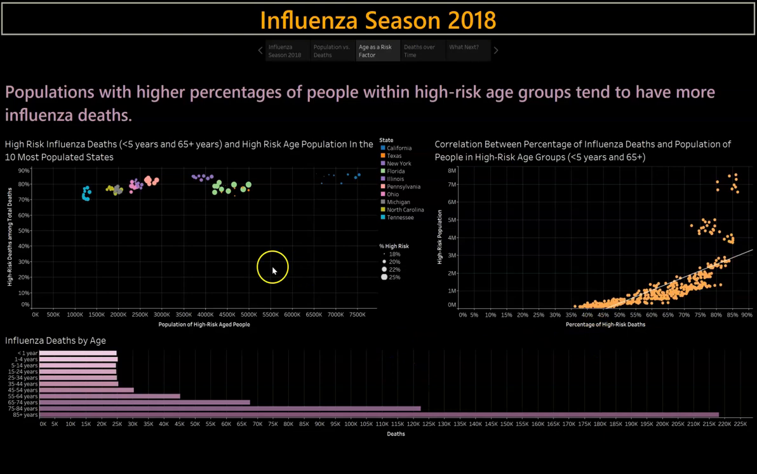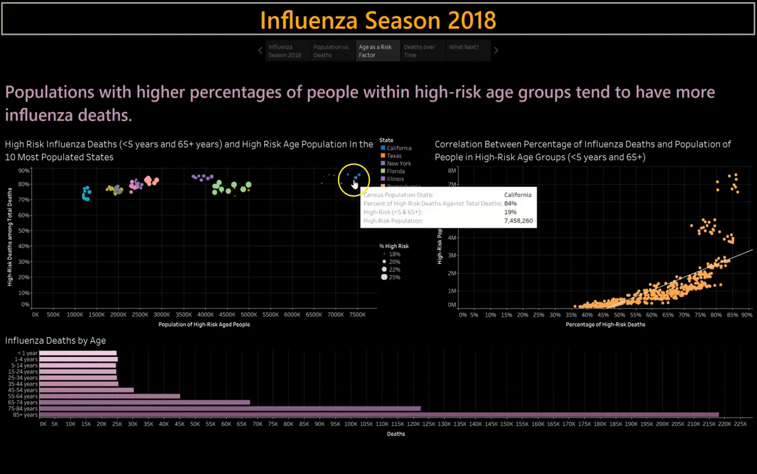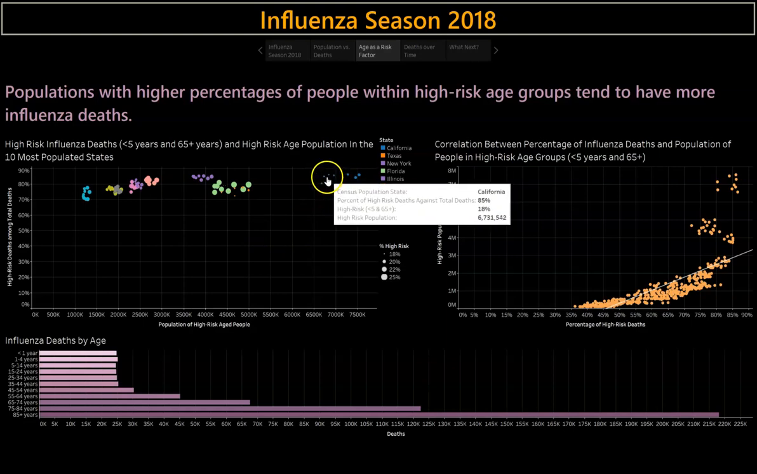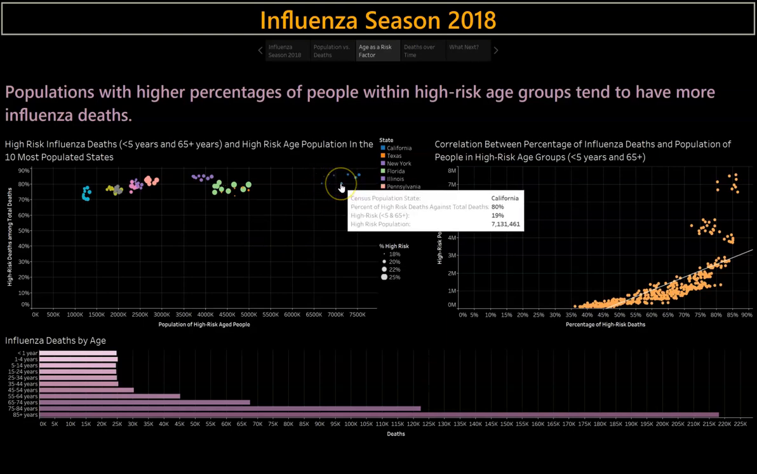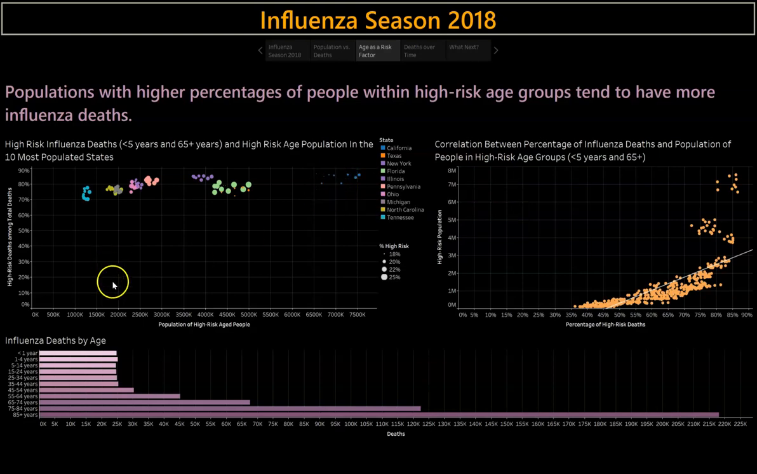You can see that again here on the left. Each of these colors represents a different state, and the bigger the dot, the higher percentage of people in those high-risk age groups compared to the rest of the population. Now you look at California, and it doesn't look like there is a high percentage of people in those high-risk age groups comparatively, but if you look, you'll also see that the total population is higher than these other states.